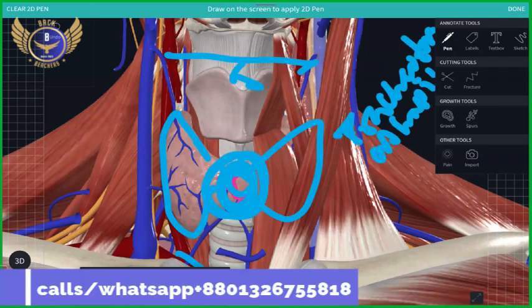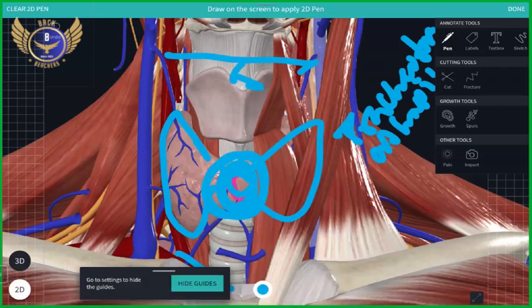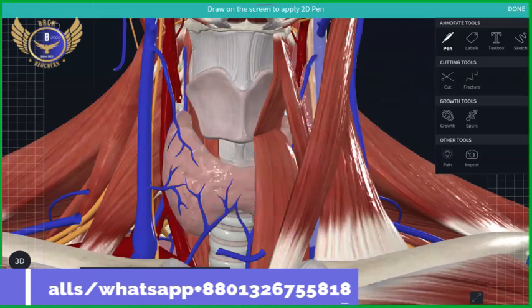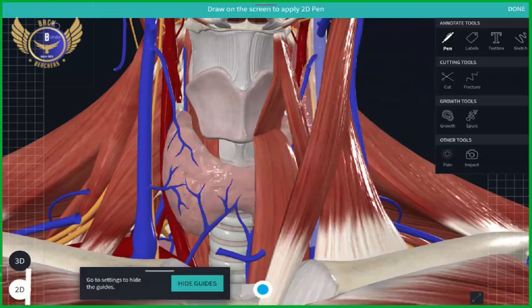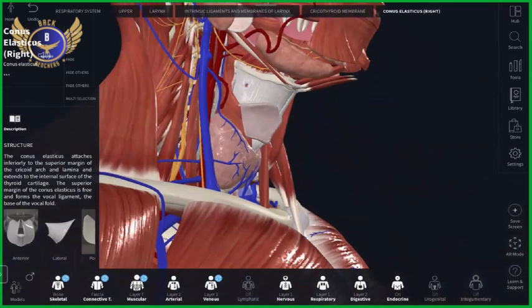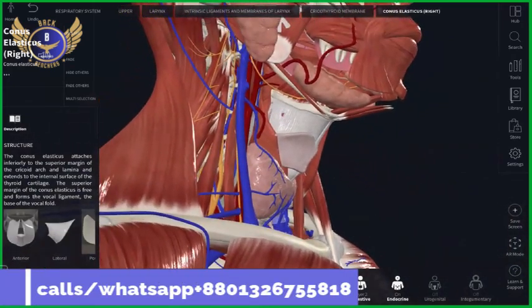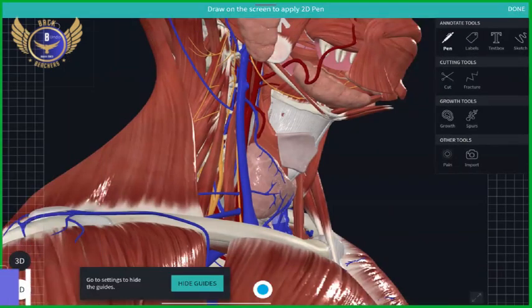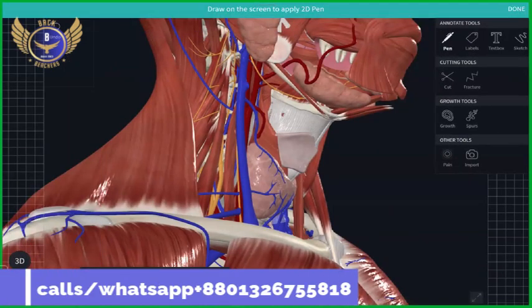But if thyroid cartilage is not mentioned, you can go for cricoid cartilage too. Simple as that. So this is a must-have question in your exam, and you will have this question. Then let's talk about the posterior triangle, guys. These are the only things you need to know. Other than that, nothing is important.